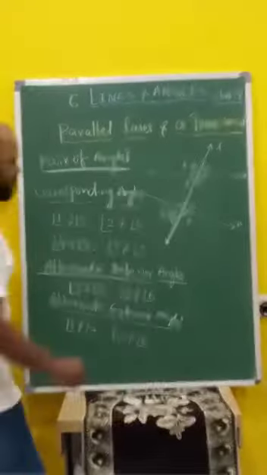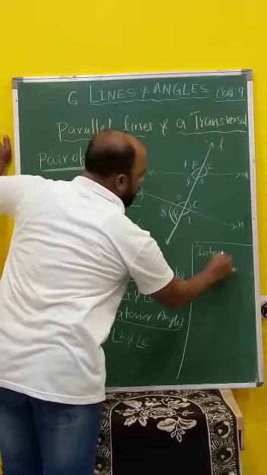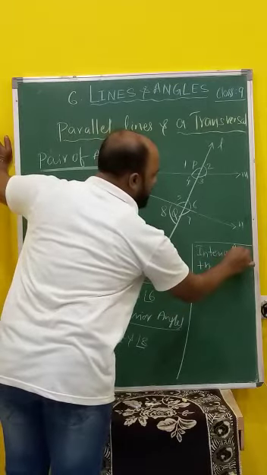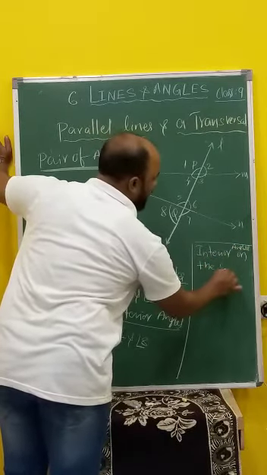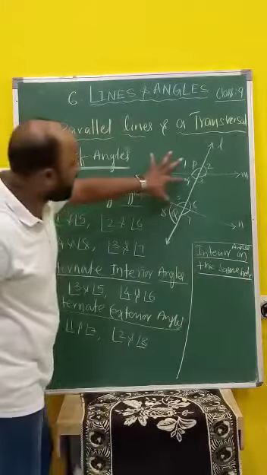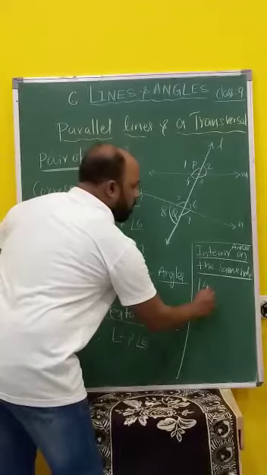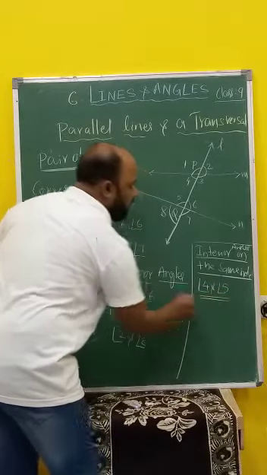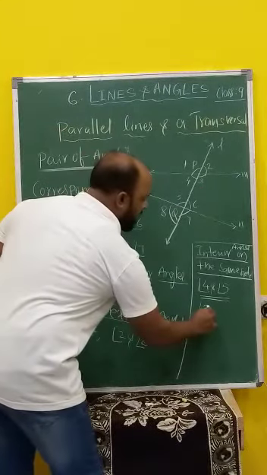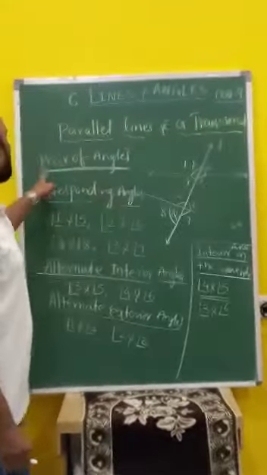I will write here: interior angles on the same side. Clear, children? We have to write same side. Interior means inside. What are the angles here? Angle 4 and angle 5, that is the first pair. And the second pair, what is observed inside? Angle 3 and angle 6. Clear, children? All of these are pairs of angles.